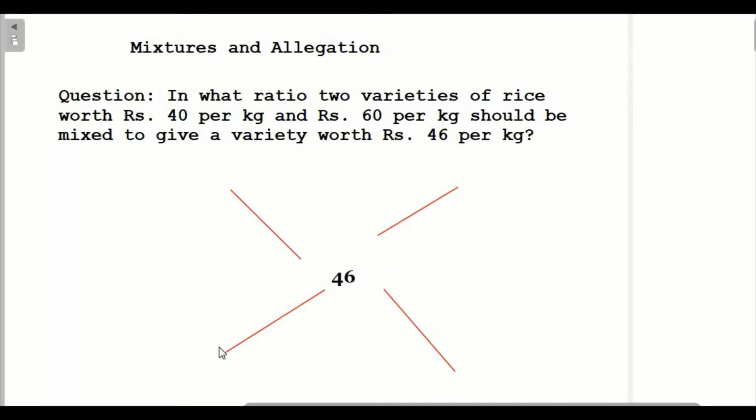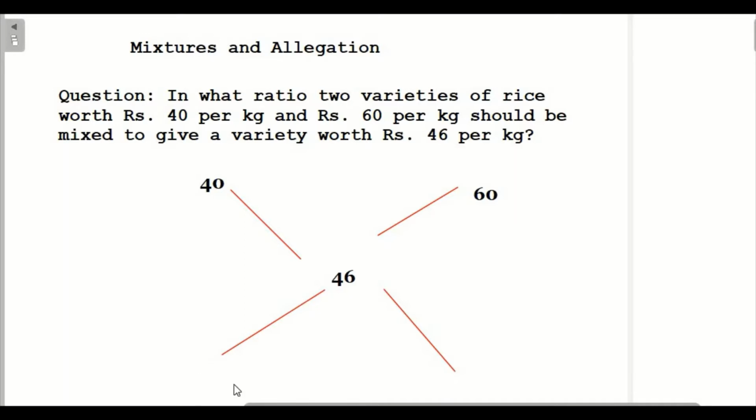Then here we are going to mix 40 rupees rice and 60 rupees rice to get 46 rupees rice. So here it is a very simple and very easy sum.